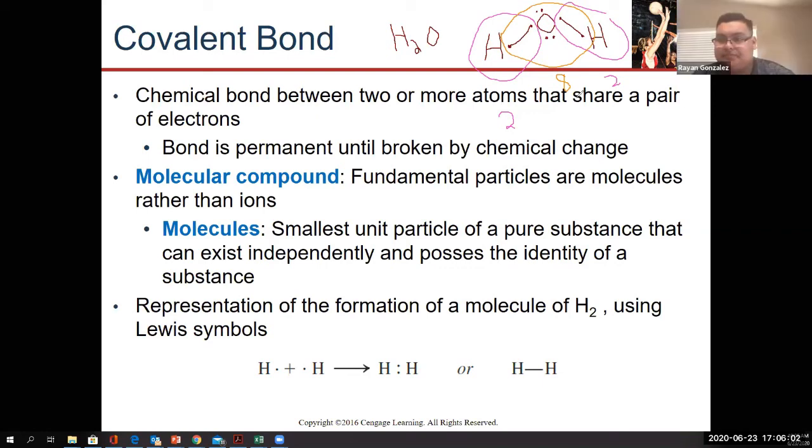Yes. Okay. So your goal is to try to get to your octet. You want to be like the noble gases. So either you're going to get like the noble gases, like sodium chloride did by giving up electrons or taking electrons, or you're going to share electrons. Okay. And there's 2 forms of sharing.